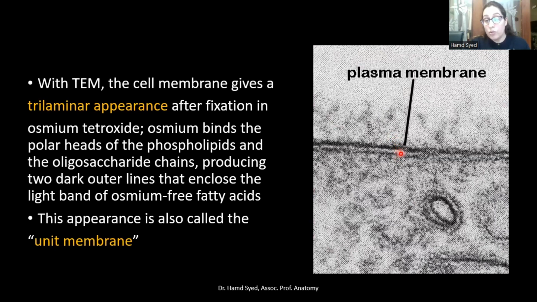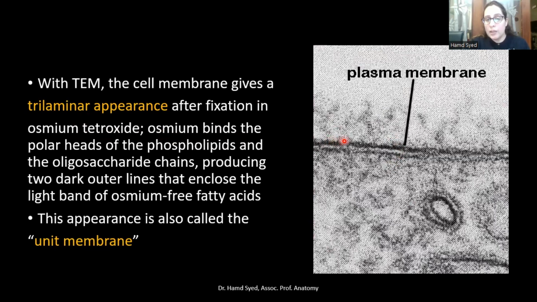Now, these are the three layers which are visible in the electron micrograph. When we look at these three layers, we understand that this is a trilaminar appearance after fixation with the special fixative, which is osmium tetroxide. Osmium binds the polar heads of the phospholipids and the oligosaccharide chains. We'll be talking about them further when we discuss the plasma membrane structure in detail.